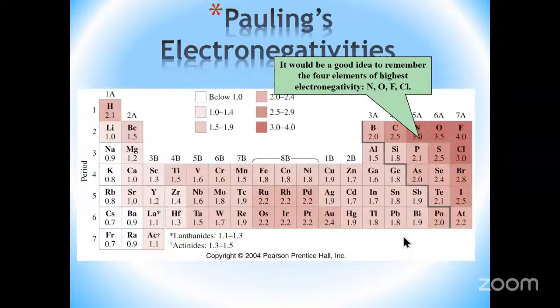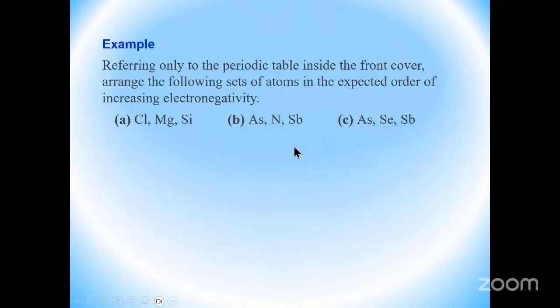All right, so the 4 most electronegative elements in the periodic table are these right here: nitrogen, oxygen, fluorine, and chlorine. And of these 4, fluorine is the most electronegative. All right. So referring to the periodic table, and nothing else, let's see if we can order these series of atoms or elements in order of increasing electronegativity value. Let me see if this is working. Okay, this is working.